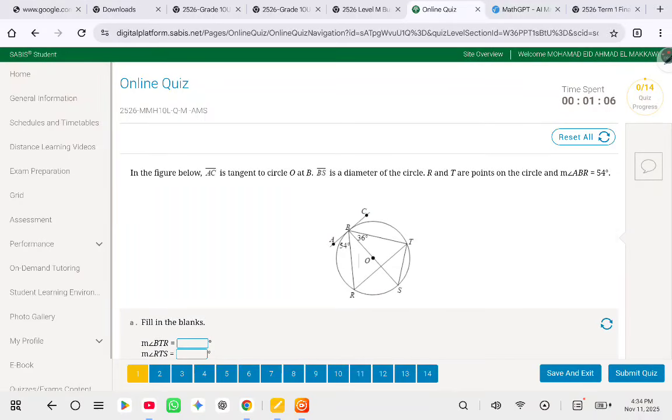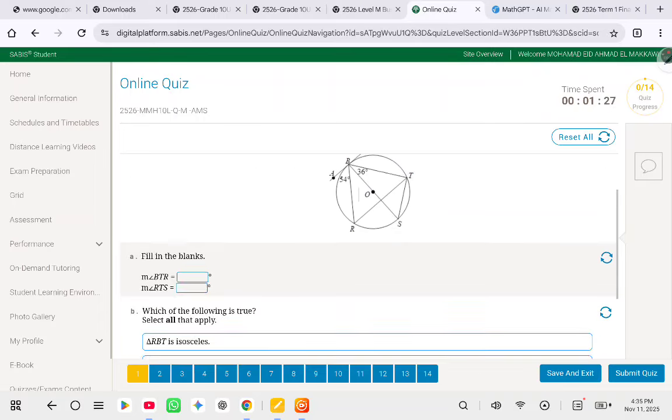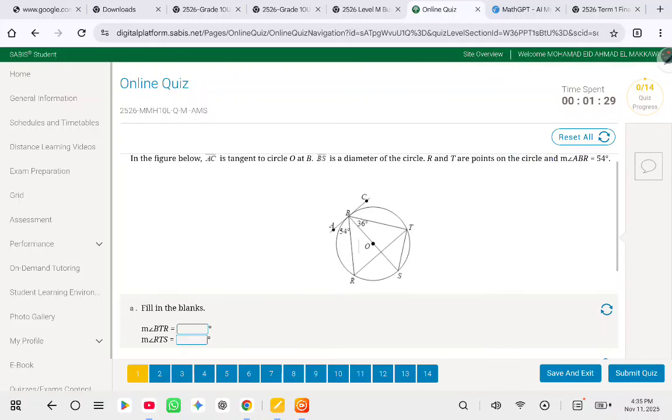Okay, let's get started. In the figure below, AC is tangent to circle O at B. BS is the diameter of the circle. R and T are points on the circle, and angle B equals 54. Okay, guys, they told us angle B equals 54.